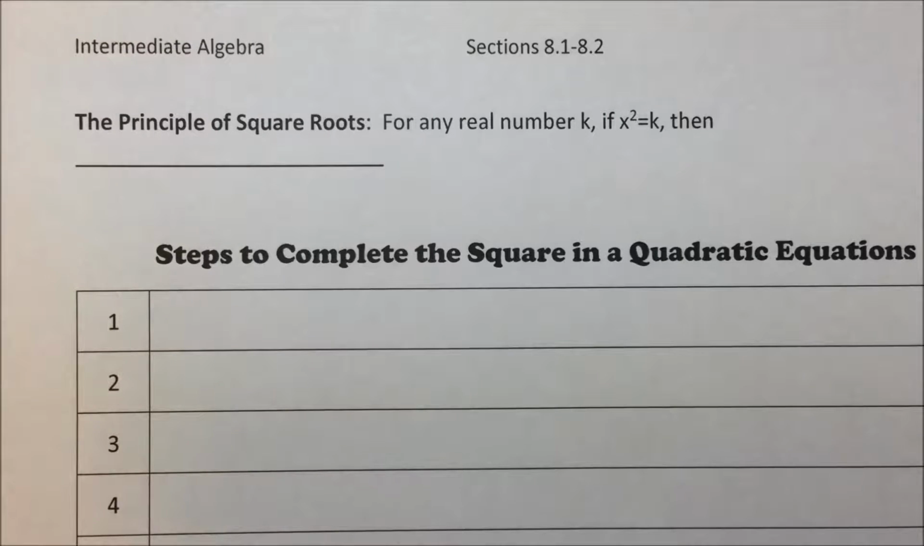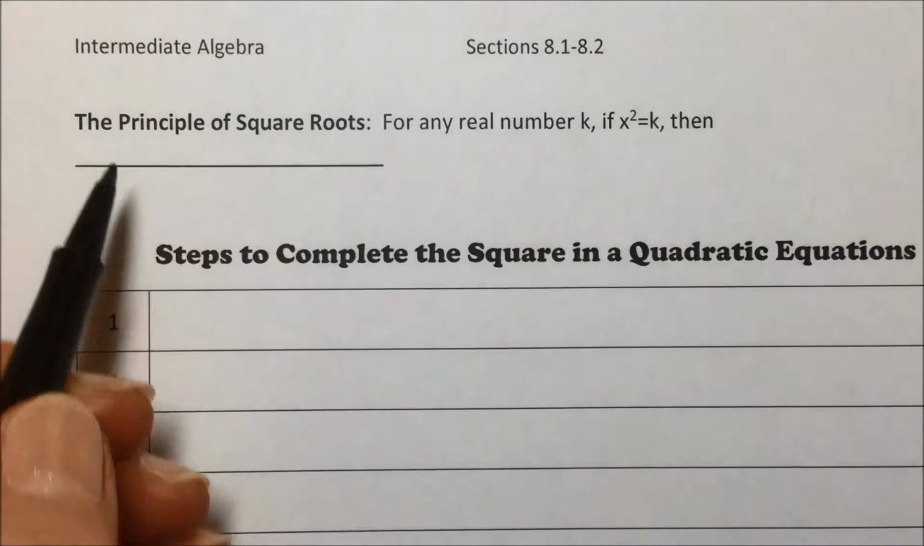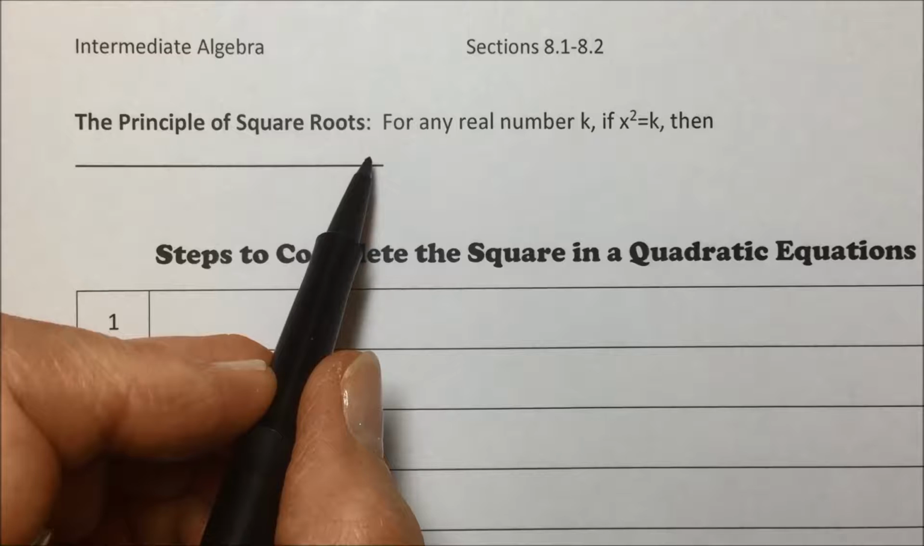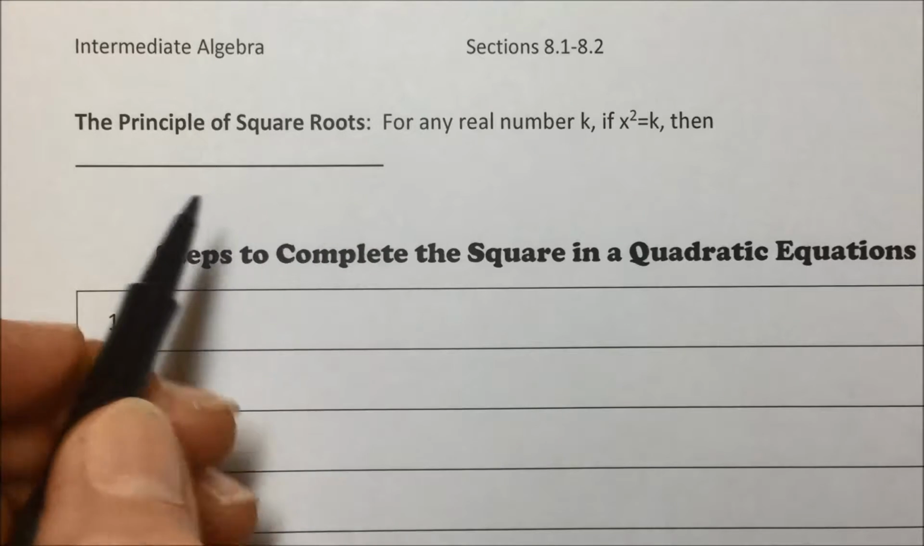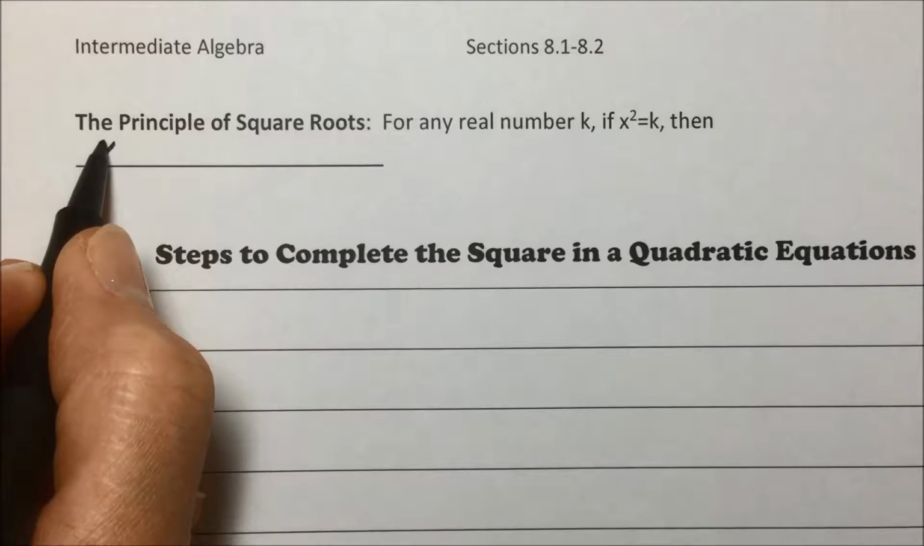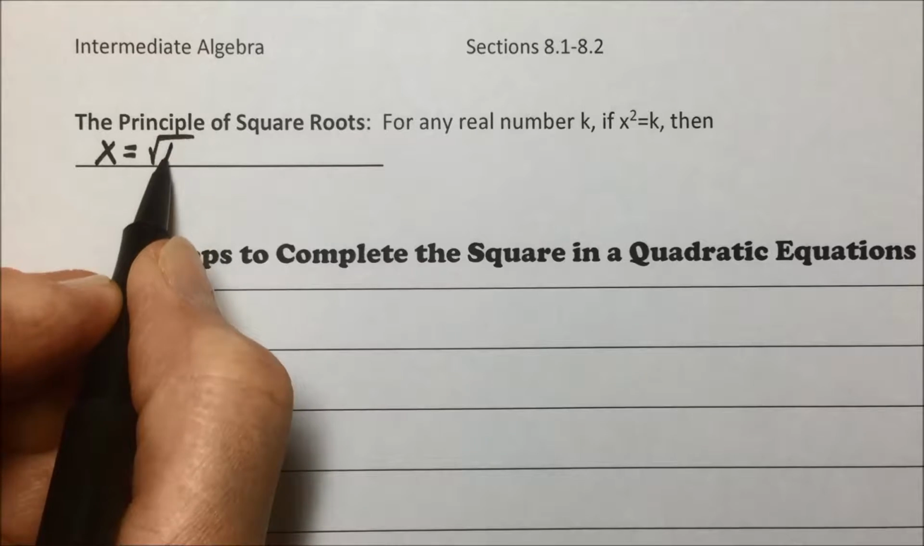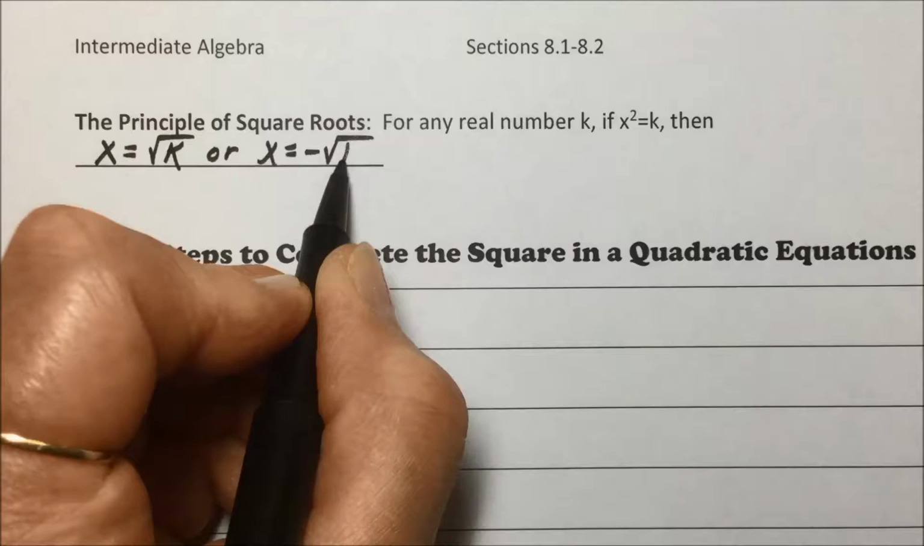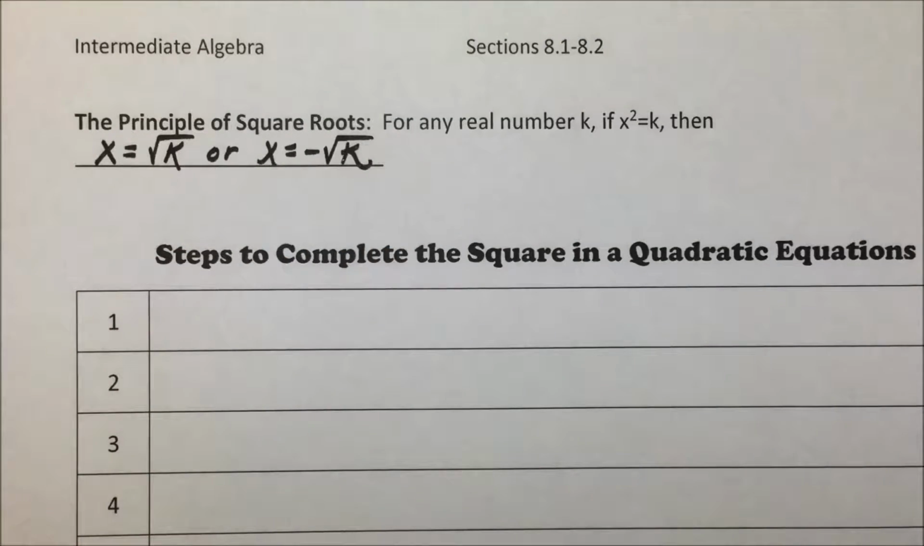Section 8.1, Completing the Square. By using a method called completing the square, we can use the principle of square roots to solve any quadratic equation. The principle of square roots states that for any real number k, if x squared equals k, then x is equal to the square root of k, or x is equal to the negative square root of k. Relatively easy equation to solve.